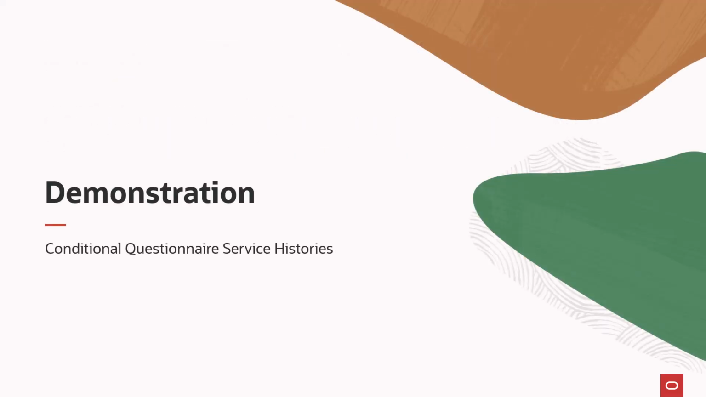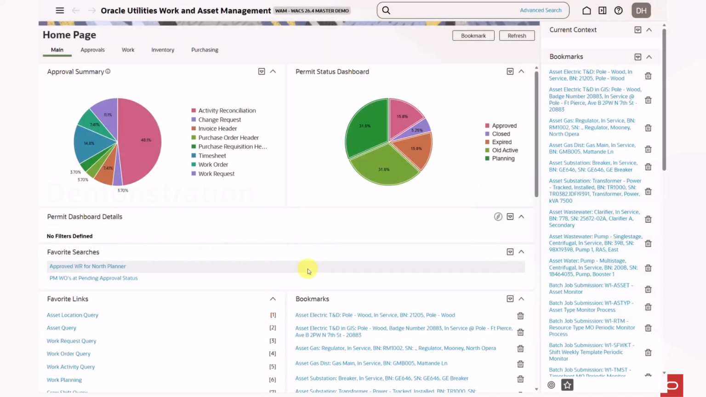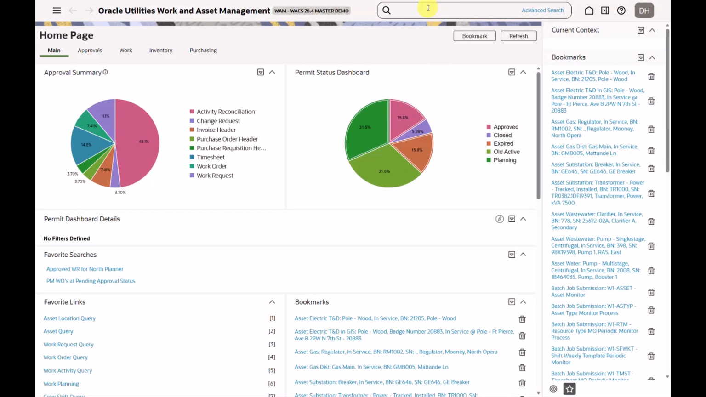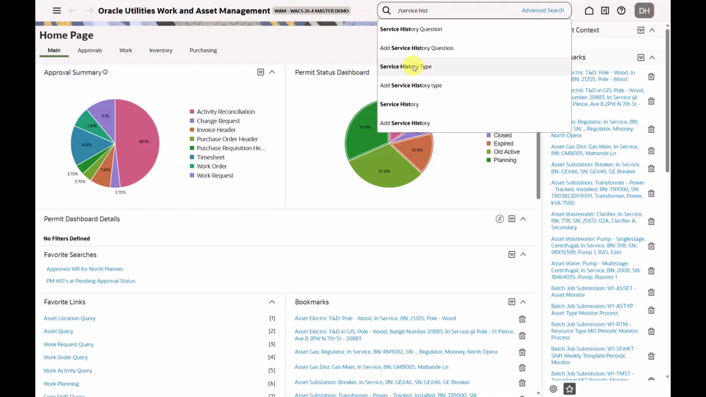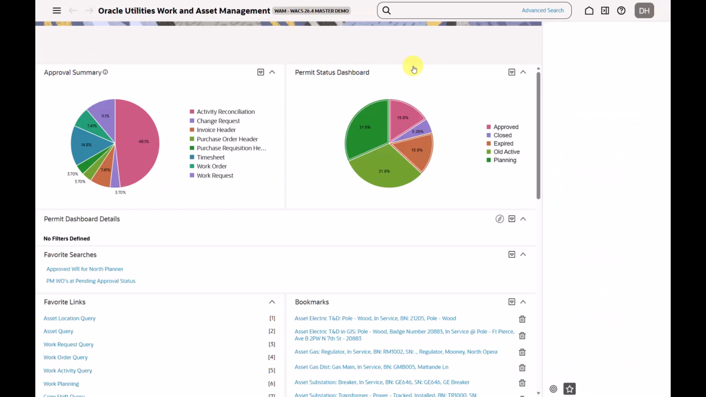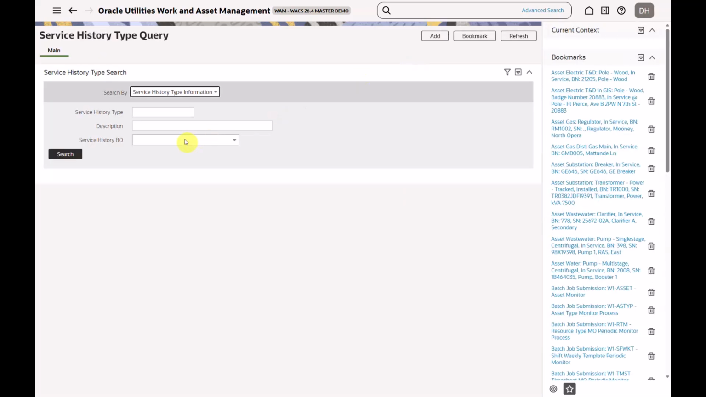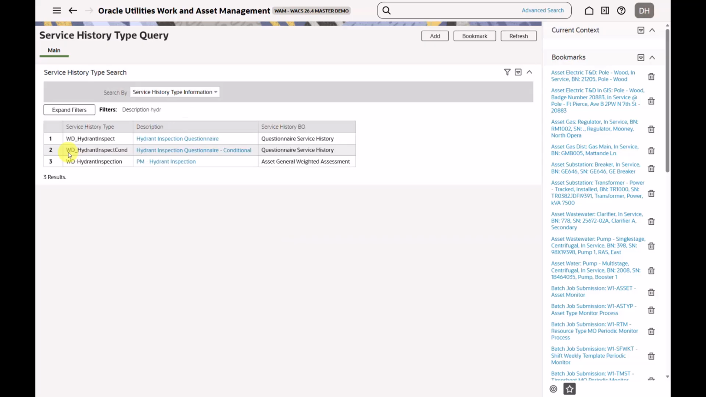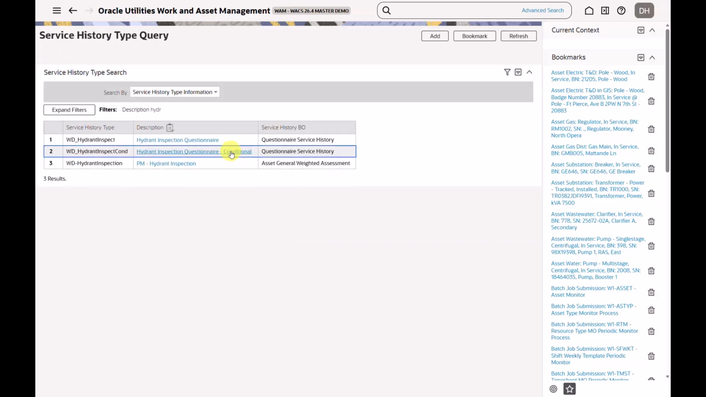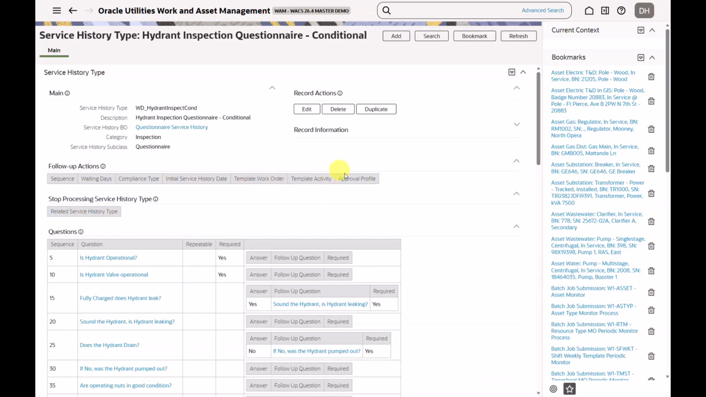Now let's take a look at the Conditional Questionnaire Service History in the application. Let's take a look at a conditional service history. We'll look at the service history type first, just to see the configuration. We'll look at one that I've already configured, and that would be a hydrant conditional service history. And I'll show you what the edit would look like.